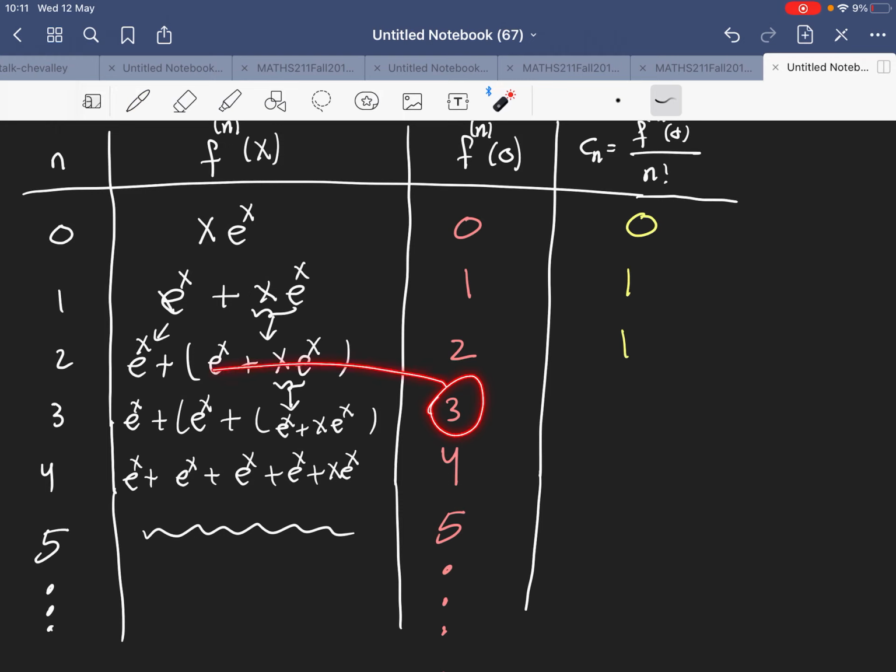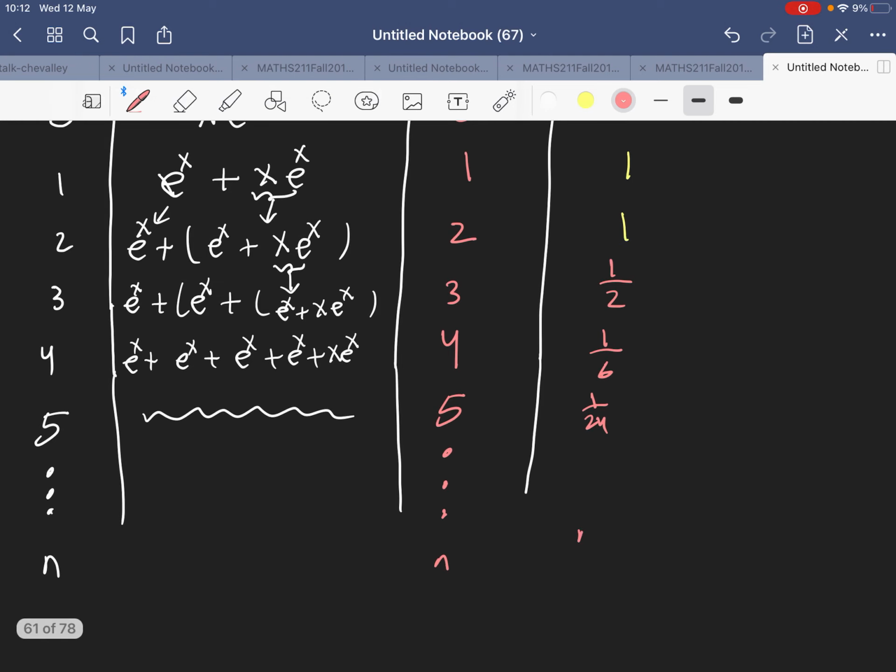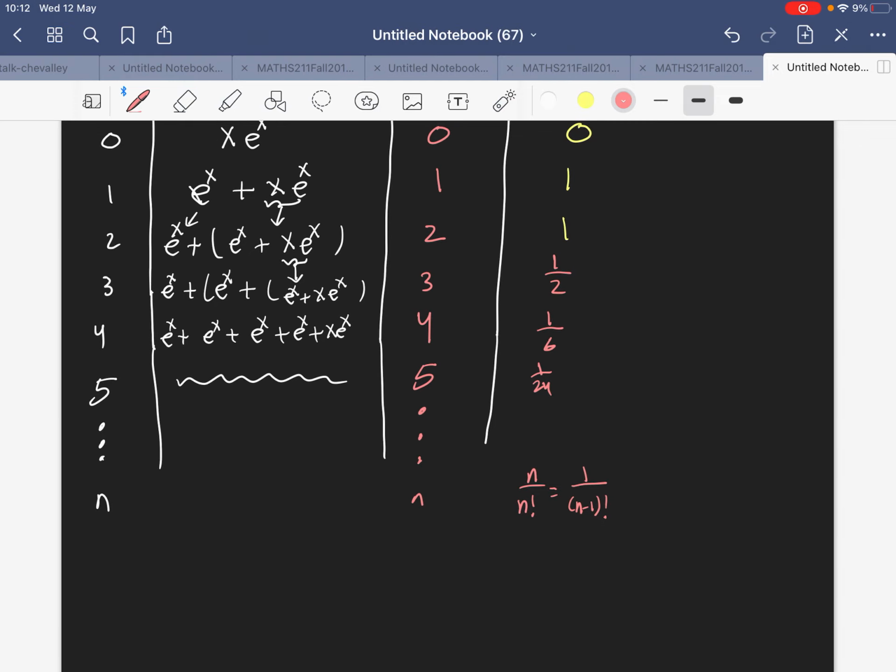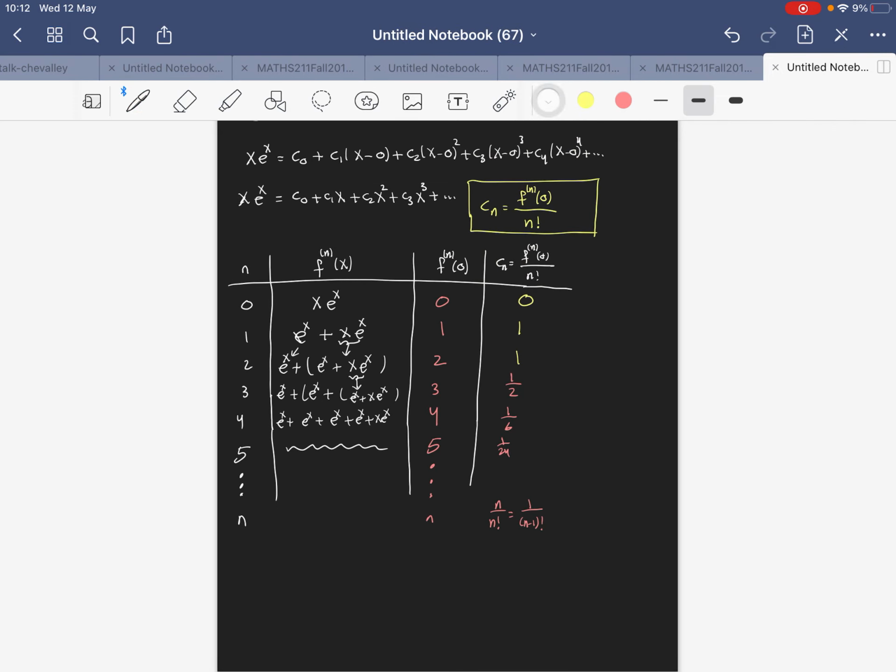Next, 3 divided by 3 factorial, which is 3 over 6. It is half. And we just write half. Next will be 4 divided by 4 factorial, it is 1 over 6. 5 divided by 5 factorial, this is 1 over 24. And in general, what we have is n divided by n factorial, and that is 1 over (n minus 1) factorial. And that's it. We plug in those numbers in the function, we get the final answer.